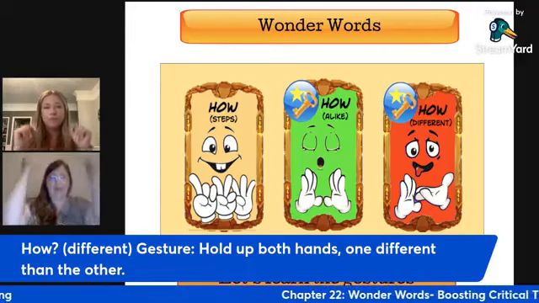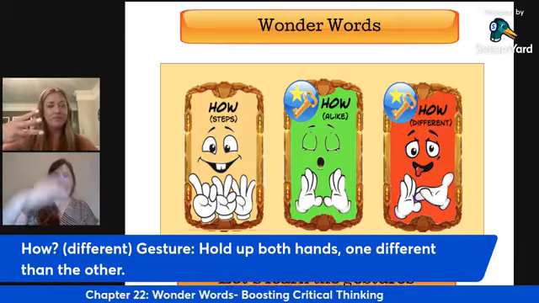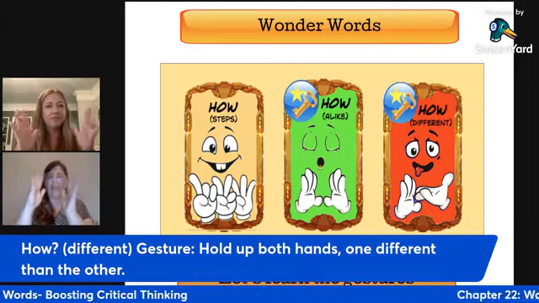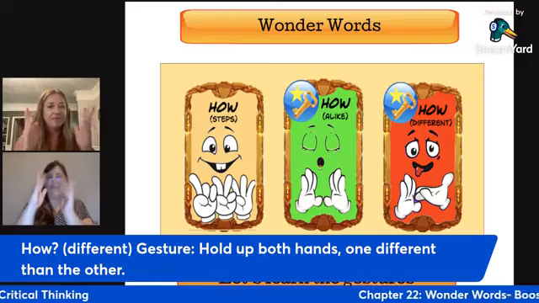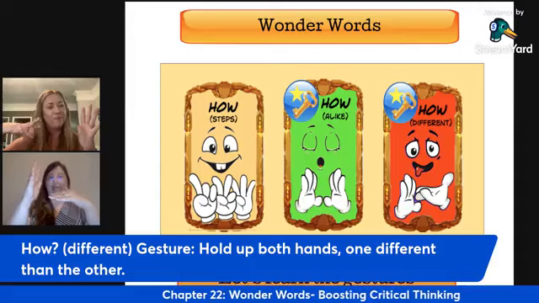Teach. Okay, so we have how steps. We're counting the 3 steps of how to do something. We have how alike with our fingers pointing up and wiggling. They are wiggling the same because how are they the same or similar, alike? And then how different. One hand is still pointing up.